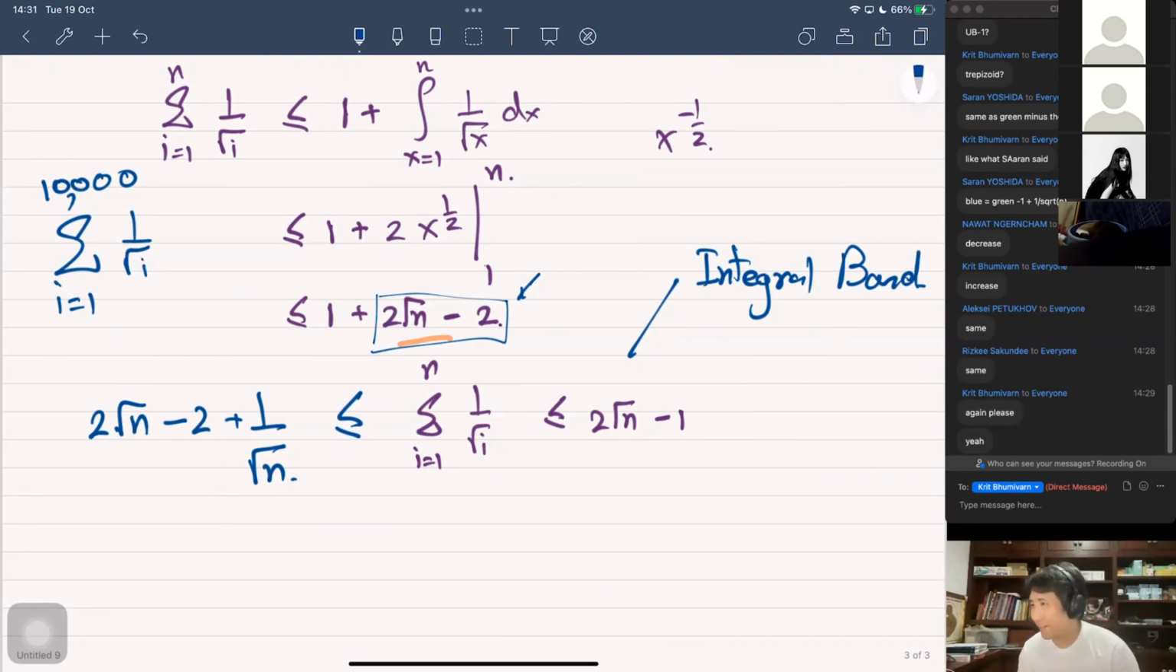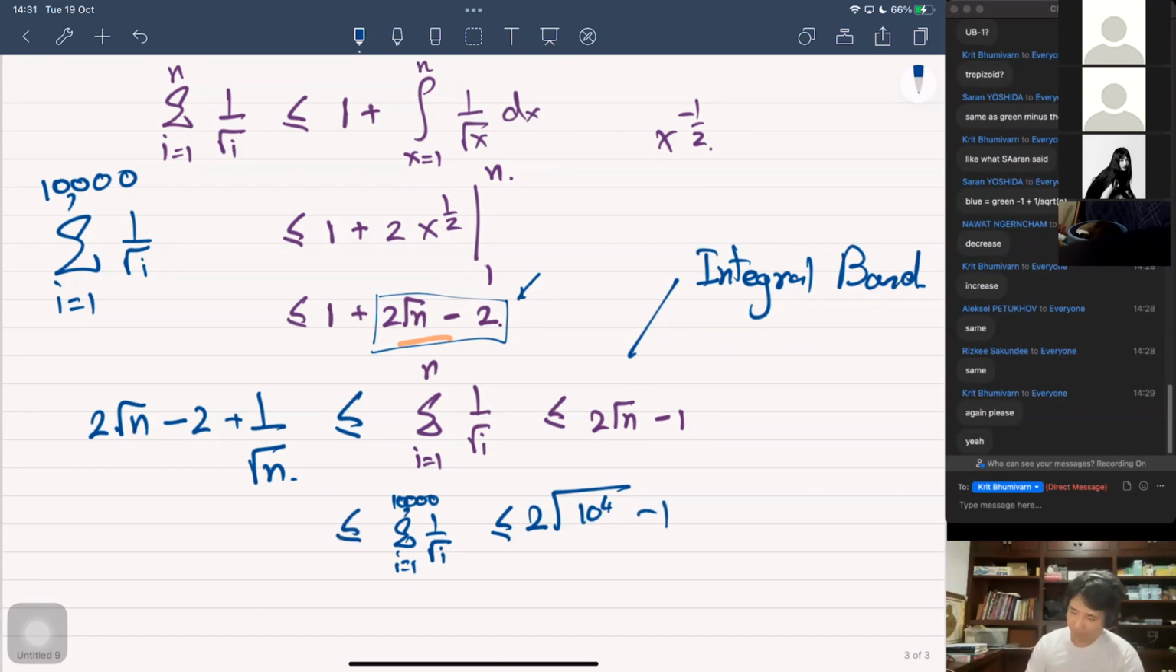I don't know what the value is. You can get Python to do it, right? But one thing I know is that the sum from i equal 1 to 10,000 of 1 over square root i is going to be less than or equal to 2 times square root of 10,000 minus 1, and greater than or equal to 2 times square root of 10 to the 4 minus 2 plus 1 over 100.